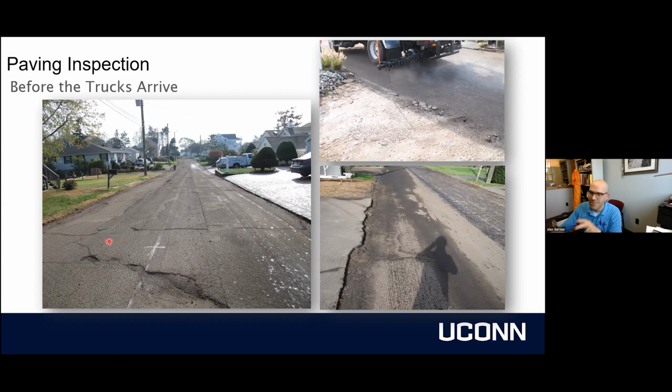This is the same road. This was all one project. Right here, we've got failure to prep a pothole essentially, right? There's raveling or some sort of settlement that happened here. So there should have been patching that took place or crack sealing in some of these other locations.